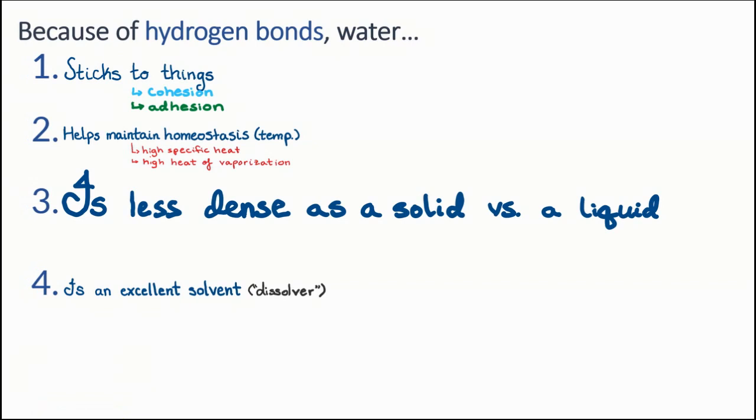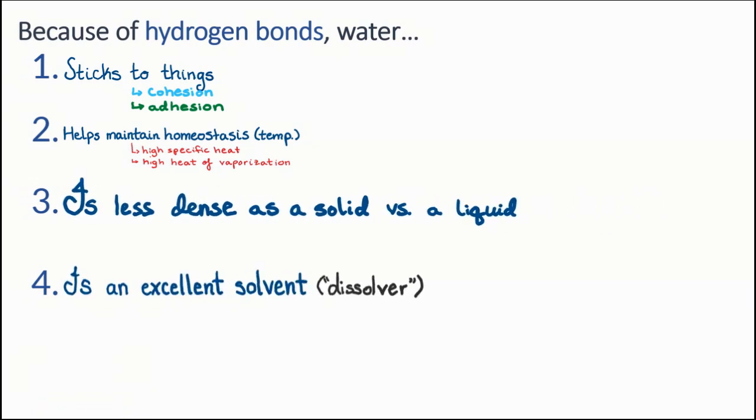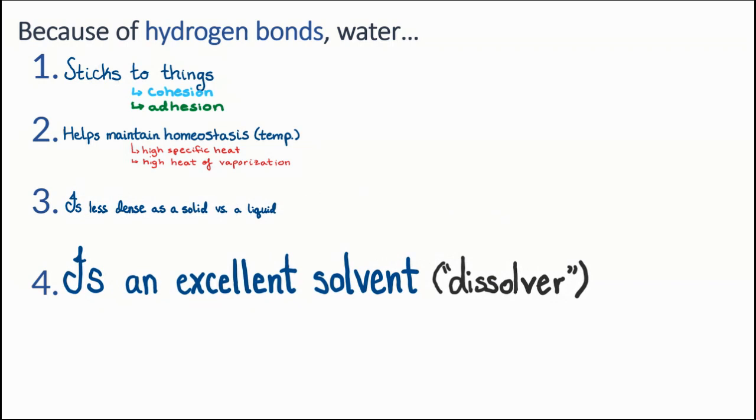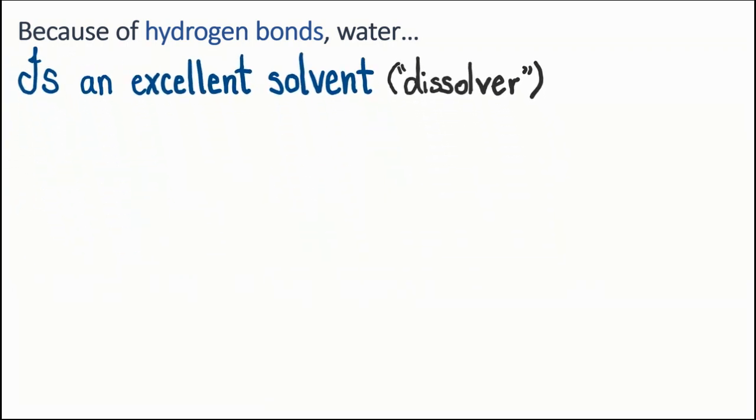All right, now moving on from the density of water to why water is such an excellent solvent, meaning it's really good at dissolving things. Because of its polar nature, water can form hydrogen bonds with lots of things, and therefore it can dissolve a lot of things really, really well.